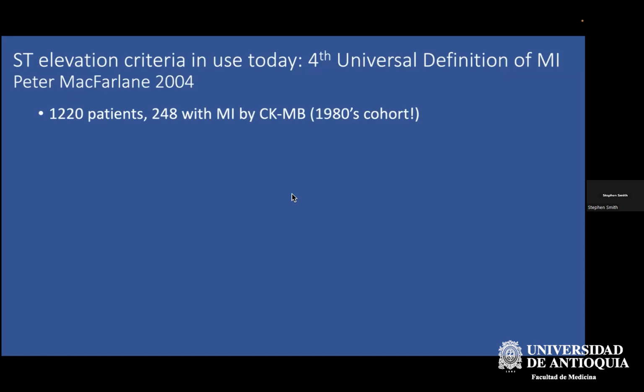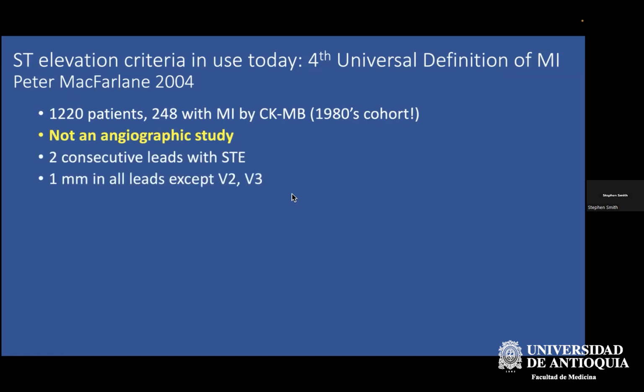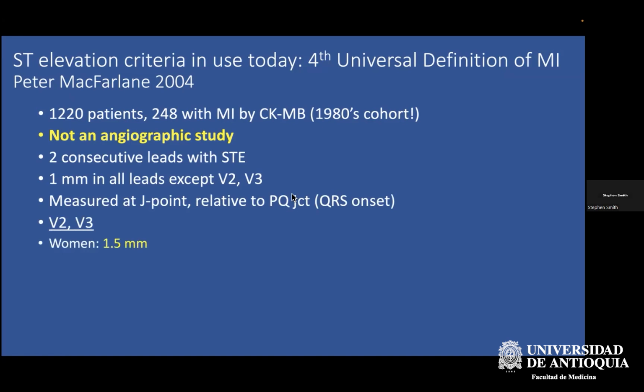This was from a 1980s cohort. It was not an angiographic study. They looked at 2 consecutive leads with ST elevation and found that 1 millimeter in all leads except V2 and V3 was the best diagnostic cutoff. These are measured at the J point relative to the PQ junction or the QRS onset. And in V2 and V3, women required 1.5 millimeters, men over age 40 required 2 millimeters, and men under age 40 required 2.5 millimeters.